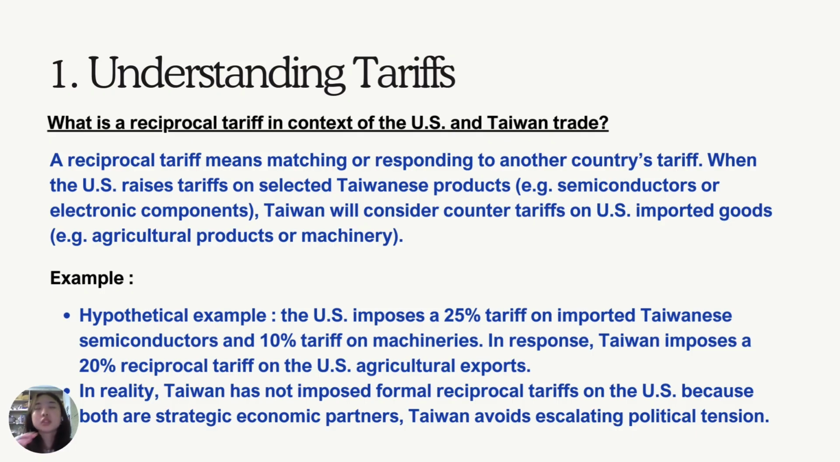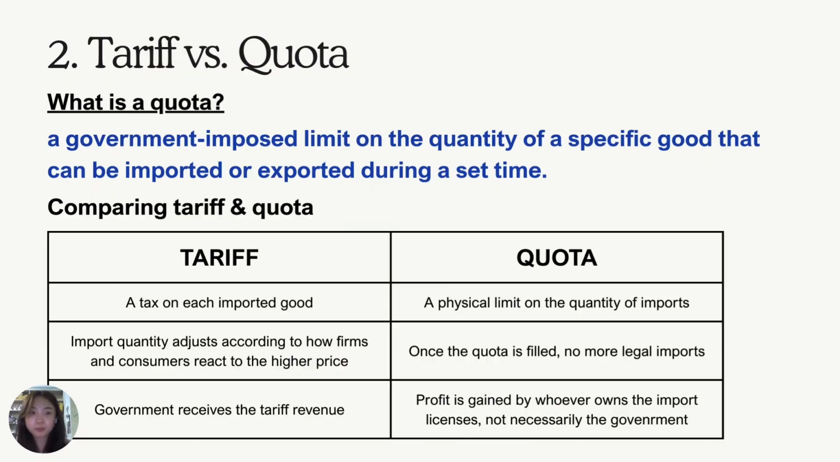corn. So the logic behind Taiwan's reciprocal tariff is to share the pain and pressure so that the US can roll back their tariffs, by targeting their politically sensitive sectors like the farming and agricultural sectors. However, we have to note that in reality, Taiwan has not imposed a formal reciprocal tariff on the US, largely because these two countries are strategic economic partners, and Taiwan avoids any actions that could escalate political tensions.